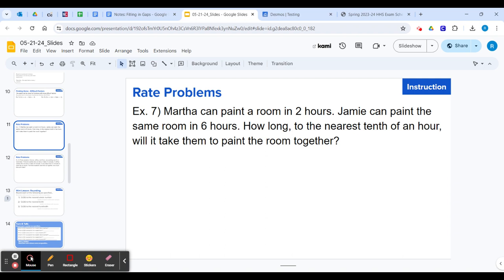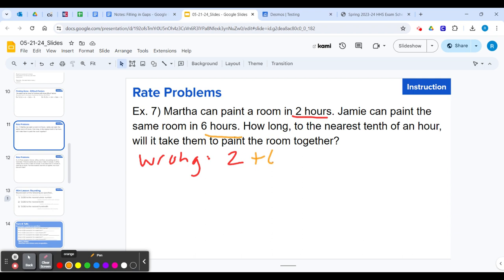This is a question I pulled straight from an old EOC exam, so it's important that we know how we can set this up and how we can solve it. The biggest mistake, this would be the wrong way to do it, would be to think that Martha takes 2 hours and Jamie takes 6 hours, and if I add those up, it takes 8 hours for them to clean it. Well, that doesn't make any sense. They should move faster if they are working together.